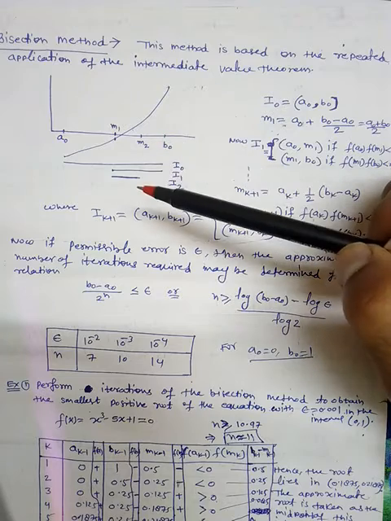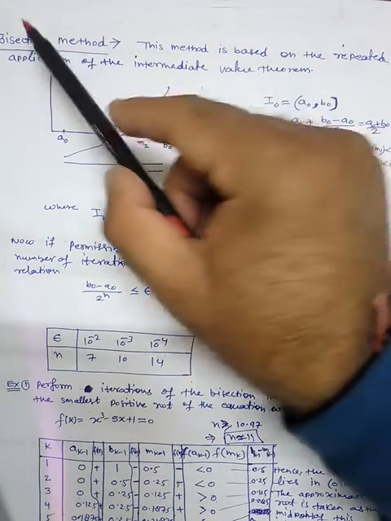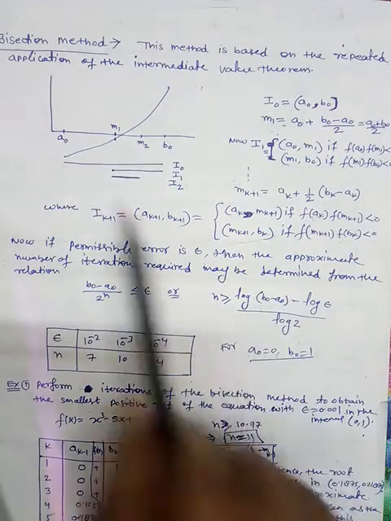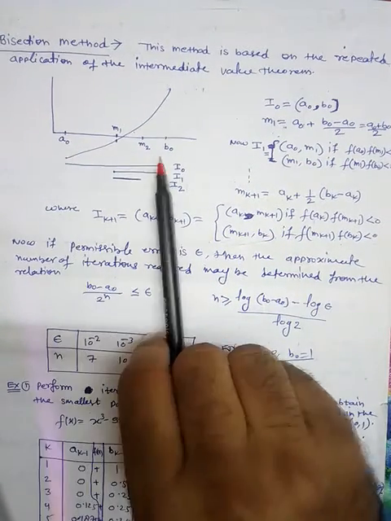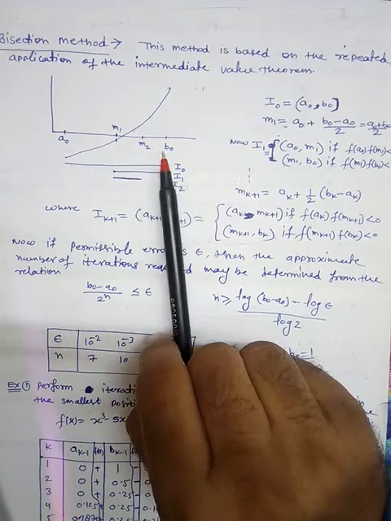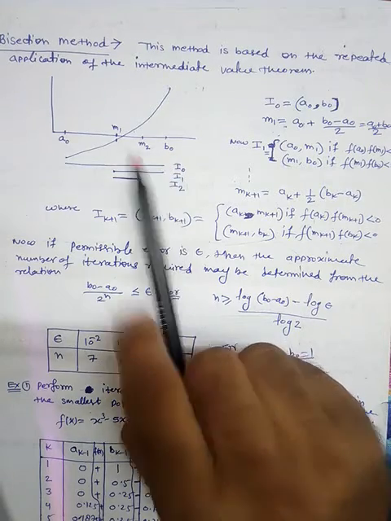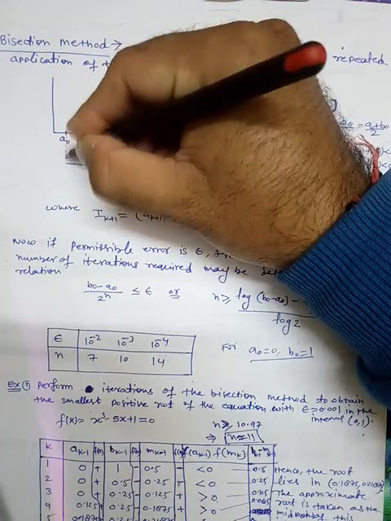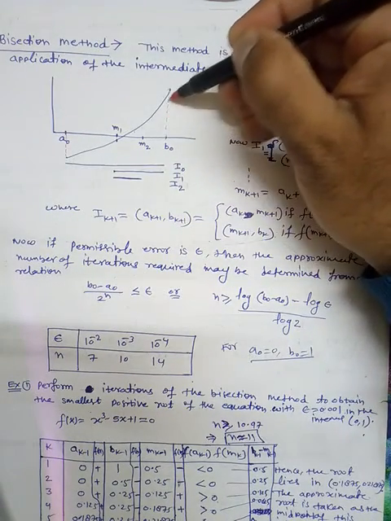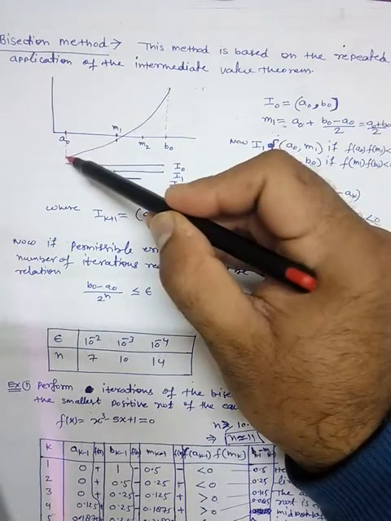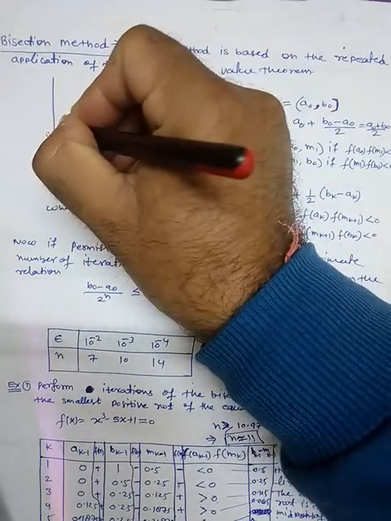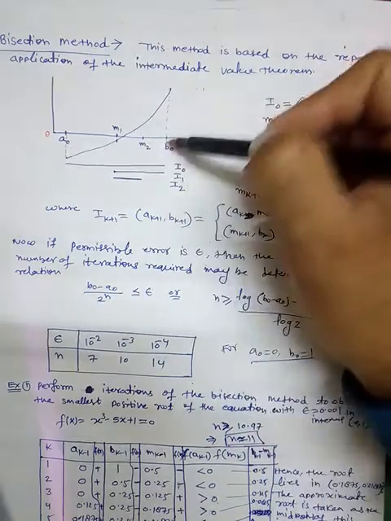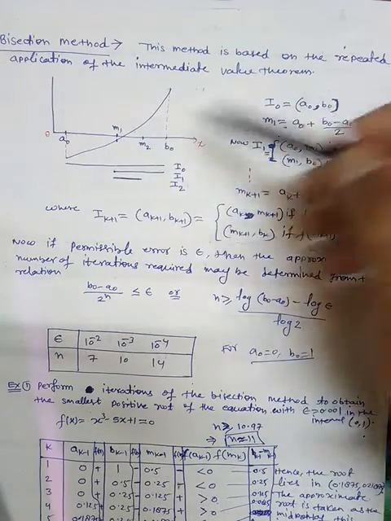What is the strategy? As the name suggests, bisection means bisect. For example, a0 b0 is the initial interval. This distance is f of a, and this distance is f of b. Here this end is negative, because this is the origin point and this is the x-axis. This is negative and this is positive, so obviously by the intermediate value theorem there will be at least a root.